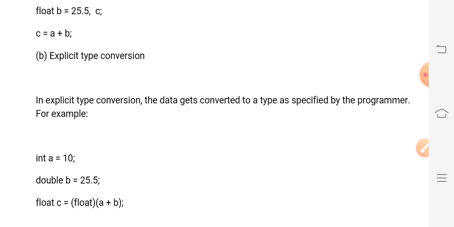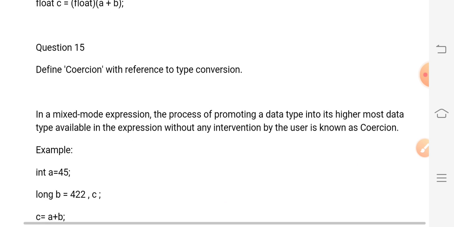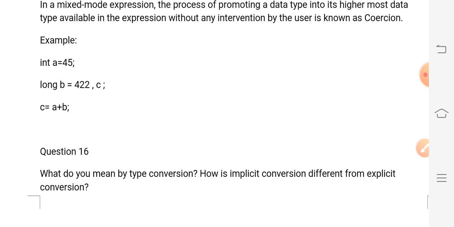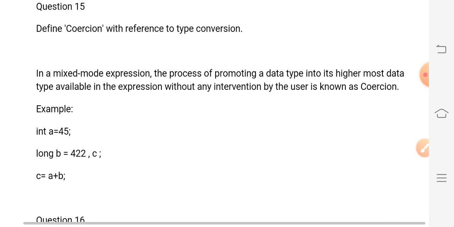So here your B part got over. 15th question, look at the definition, write it. Define coercion with reference to type conversion. So coercion means implicit conversion, right? So whatever definition will be there for implicit, same you will write for coercion, and even the same example you can write. So here write it.